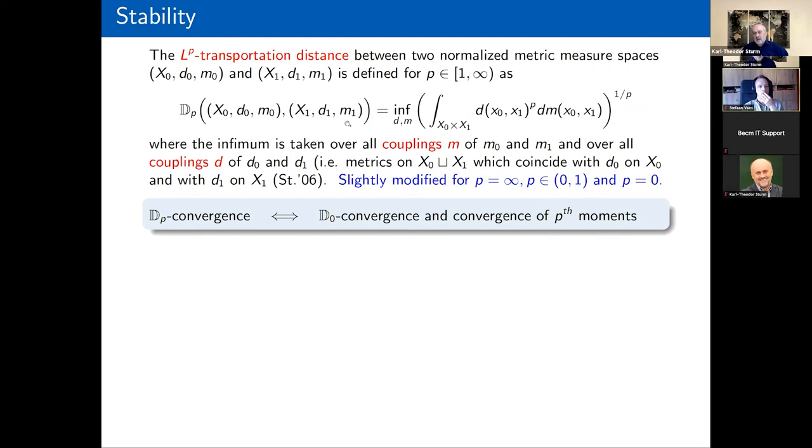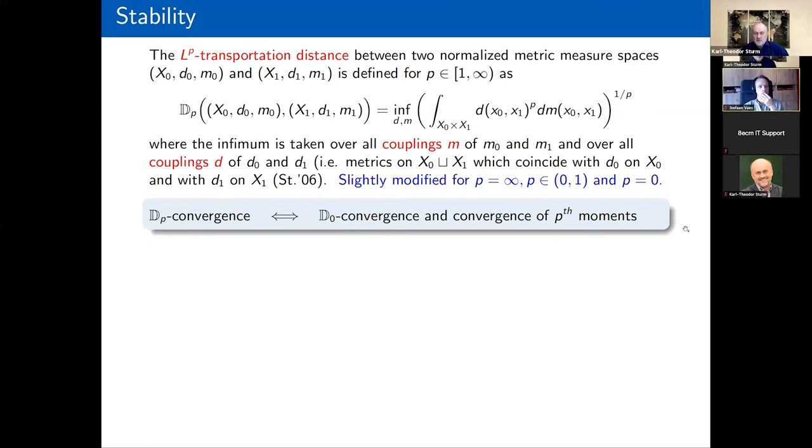We ask for a distance on the union of these two spaces, which coincides with the given distance on each of these pieces. And you also could say it is the best embedding of the two spaces into a metric space, and then just looking at the Wasserstein distance in this embedding and choosing the embedding in an optimal way. This gives a distance on the space of metric measure spaces. And as usual in integration theory, convergence with respect to the L^p distance is just convergence with respect to the L^0 distance and convergence of the p-th moments. The L^0 version, L^p version for p infinity and p less than one can be defined by slightly modifying that. So you drop the square root or p-th root, or if p equals zero, you choose the counterpart of a Ky Fan metric.